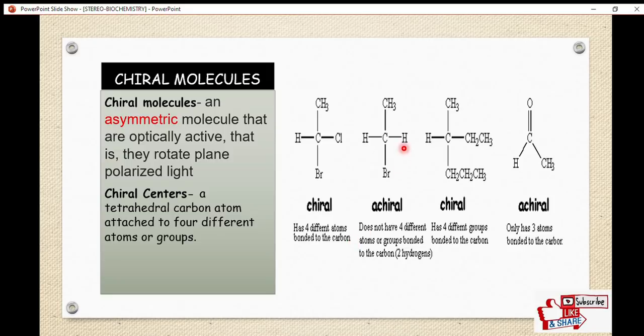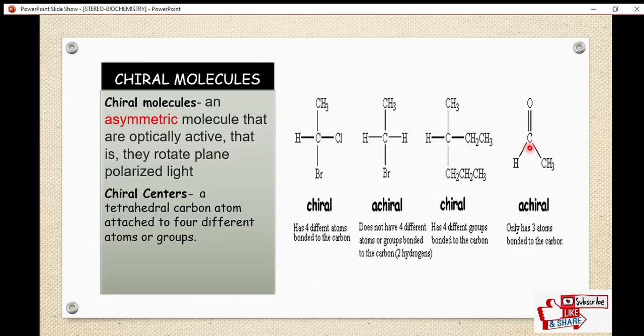Okay. Likewise we have achiral. Achiral does not have 4 different atoms or groups bonded to the carbon. This is because it has 2 hydrogens, and these hydrogens are similar, so they can't be different. Okay, so we have another chiral compound here, and when you check this compound, we have a methyl group, an ethyl group, a propyl group and a hydrogen. So they are all different. So we have 4 different groups bonded to the carbon.